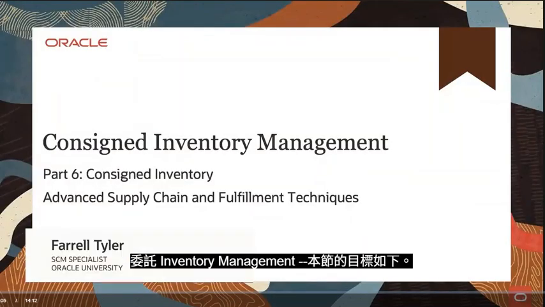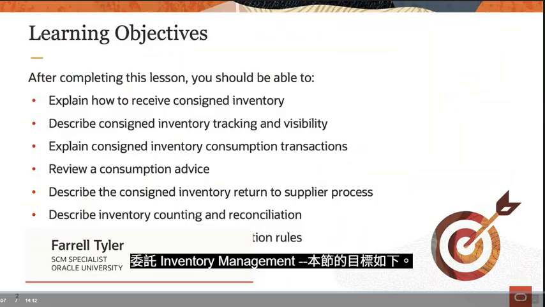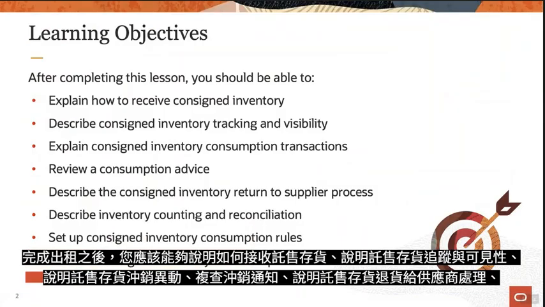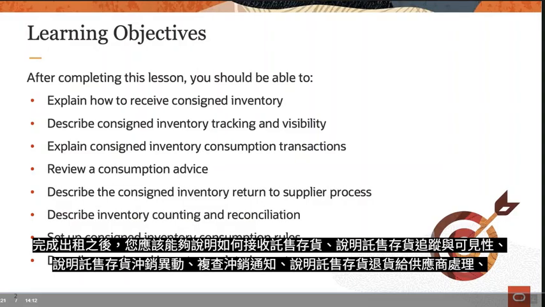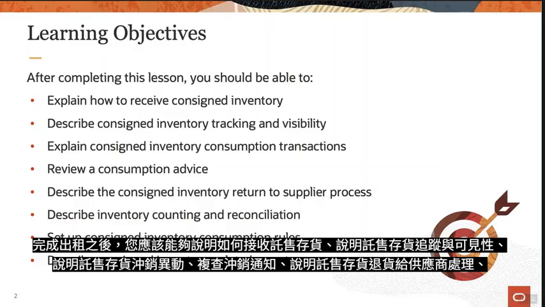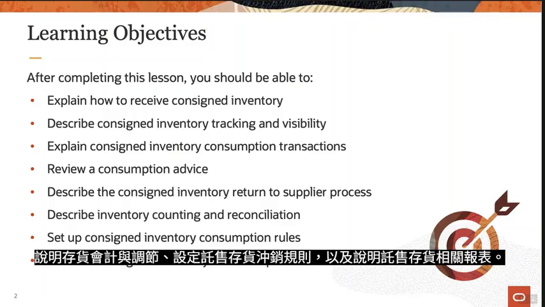Consigned Inventory Management. Our objectives for this section are as follows. After completing the lesson, you should be able to explain how to receive consigned inventory, describe consigned inventory tracking and visibility, explain consigned inventory consumption transactions, review a consumption advice, describe the consigned inventory return to supplier process, describe inventory counting and reconciliation, set up consigned inventory consumption rules, and describe consigned inventory related reports.